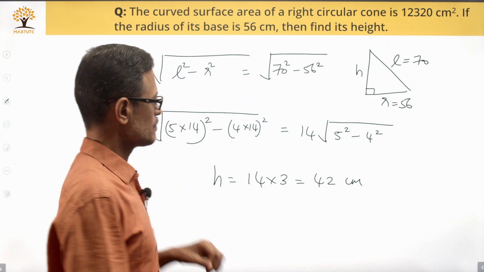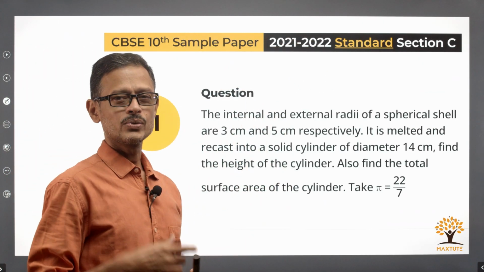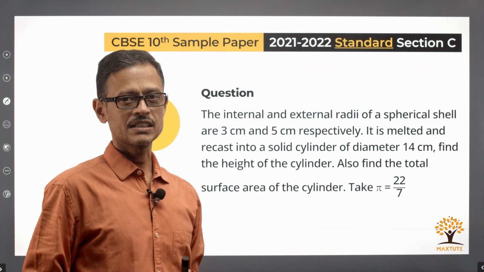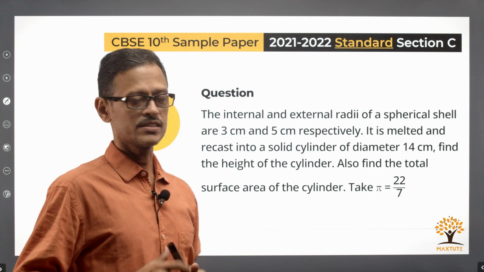Let's move on to the next question. This question is a section C question, 4-mark question. So it entails a few steps. Let's get started with the question. Let's see what data is given and what we need to find out. We need to find out actually two things in this question.